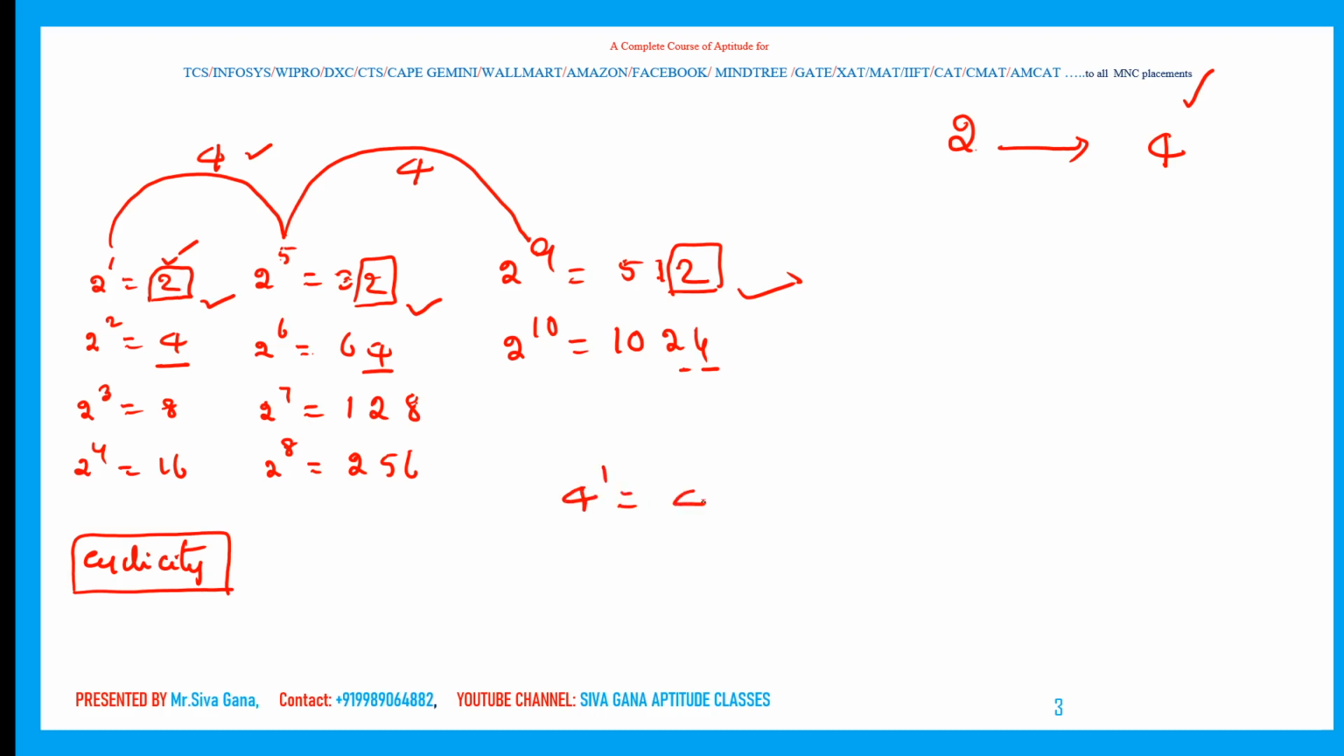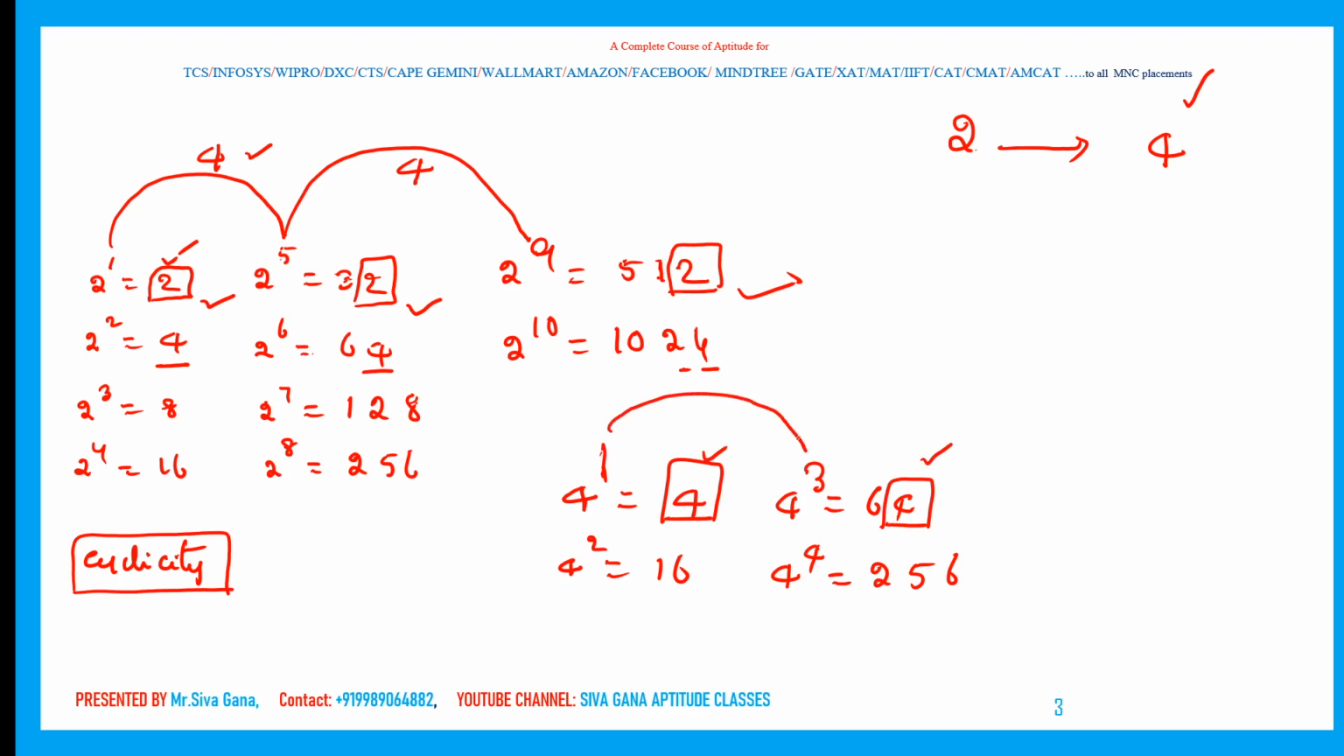4 power 1 is 4. 4 square is 16. 4 cube is 64. 4 power 4 is 16 squared, 256. Now see, unit digit is 4, unit digit is 4. 4 power 1, unit digit is 4. 4 cube, unit digit is 4. The unit digit is repeated. After how many powers? Power 1 to power 3.